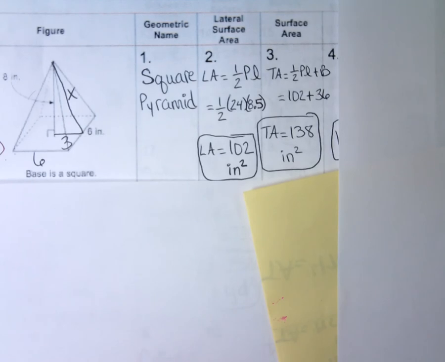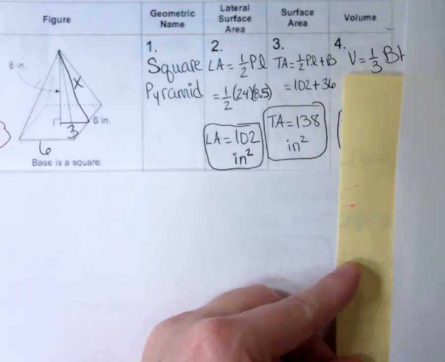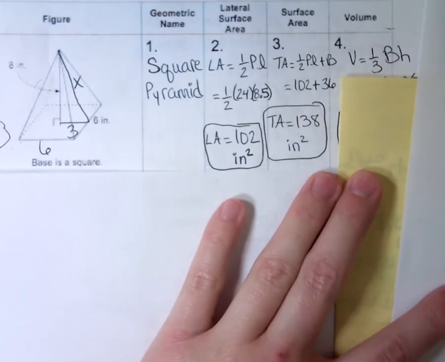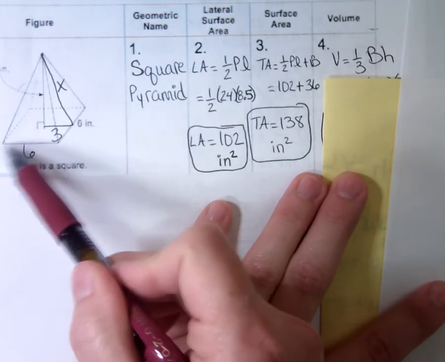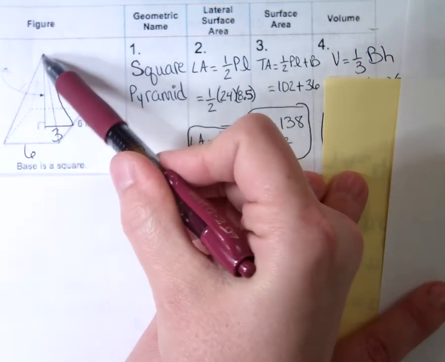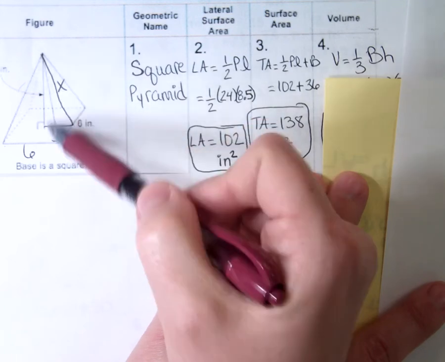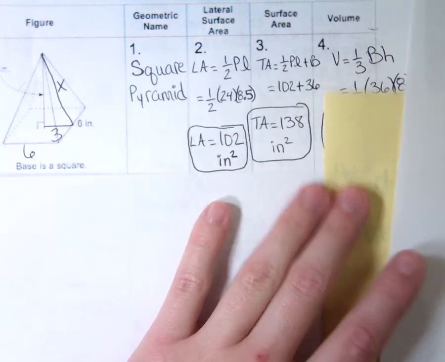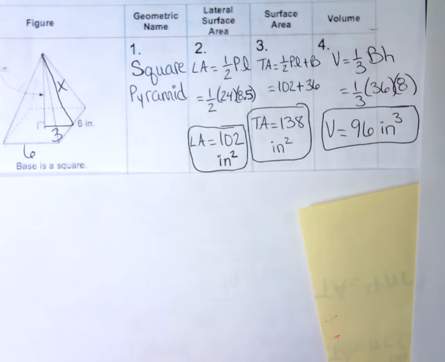Okay, the last section is for volume. And because this is a pyramid, I go to the pyramid formula, which is 1/3 capital BH. Capital B stands for area of the base. The area of the base is 36, 6 times 6. And the height comes from the vertex. It comes straight down, hits in the middle of the base, and that height is 8. So 1/3 of 36 times 8, and that makes 96 cubic inches.